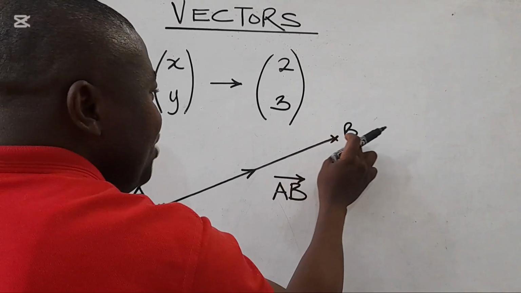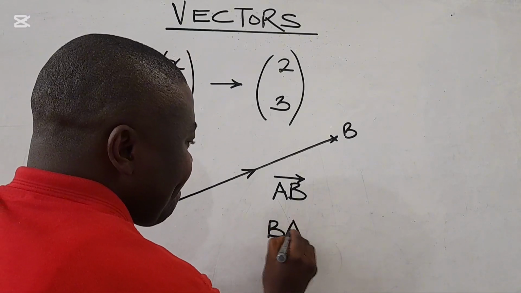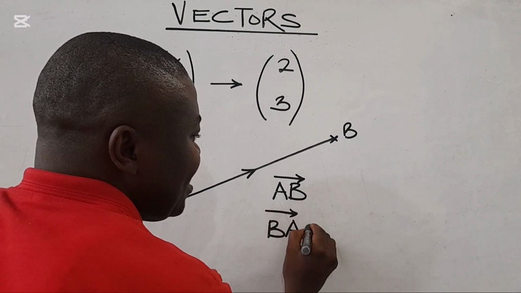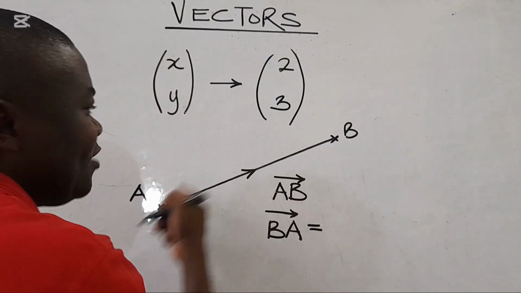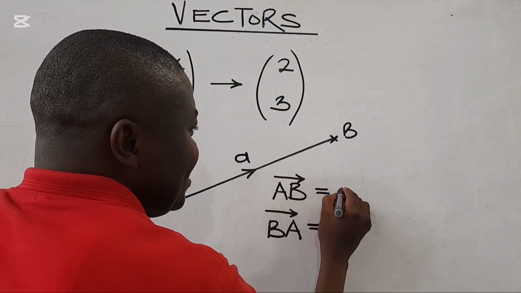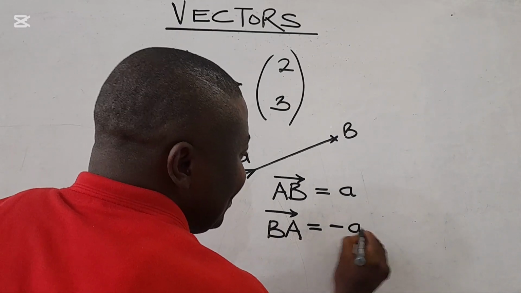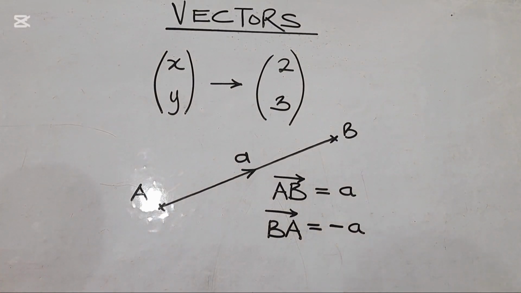If it goes from B to A, the opposite, it means that B to A is the negative of anything A to B represents. Say A to B is small letter a. B to A will be negative a, saying it is going in the reverse direction. Let's have this at the back of our minds. We go over to another aspect.